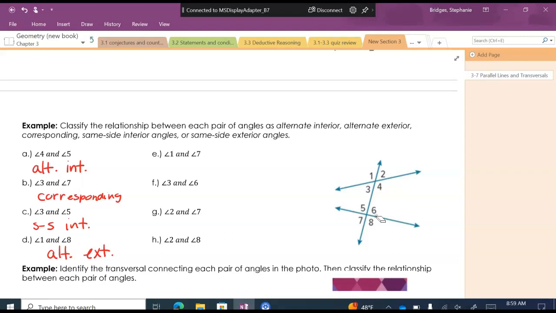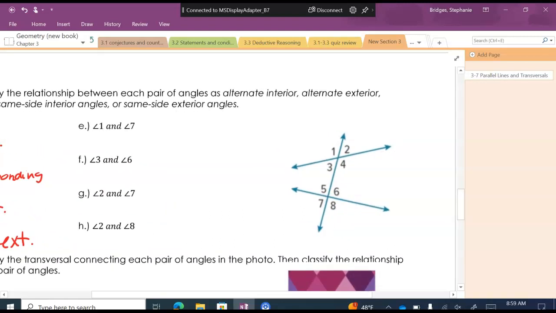So what do we think about 1 and 7? Somebody. Same side exterior. Yes, same side exterior. They are both on the outside and they are on the same side of the transversal. What about 3 and 6? Alternate interior, yep.